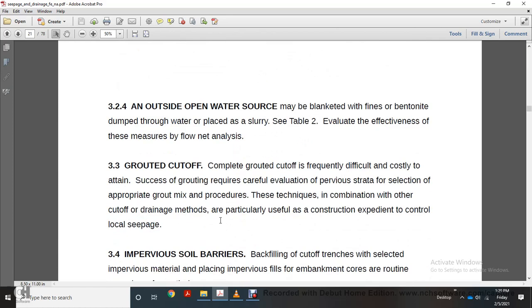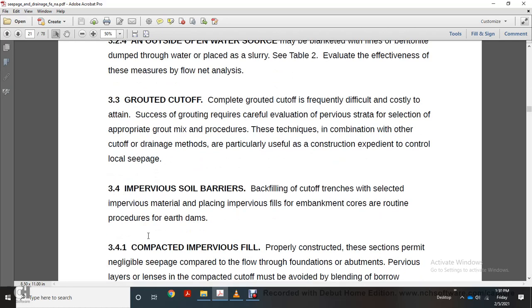Paragraph 324. On the outside, the open water surface may be blanketed with fine material, with bentonite dumped through the water, and then slurry. As the slurry is placed, evaluate the effectiveness of these measures with the flow net analysis. Ground cutoff: complete ground cutoff is frequently difficult and costly to attain. Success of grouting requires a careful evaluation of the previous strata for the selection of the appropriate grout mix and the technique. The combination with other cutoff and drainage methods is particularly useful as construction is expedient, with control of local seepage.